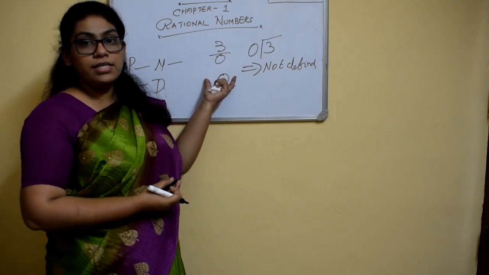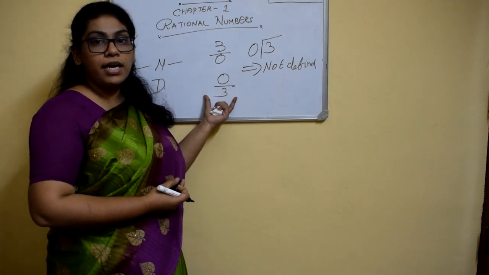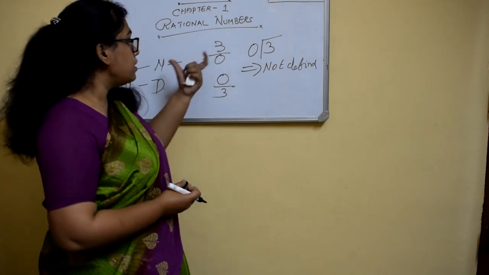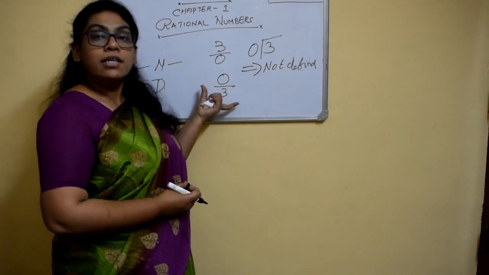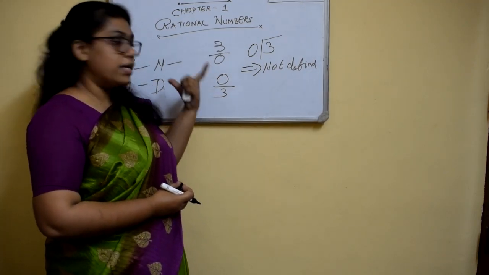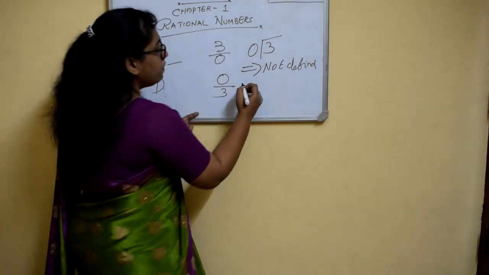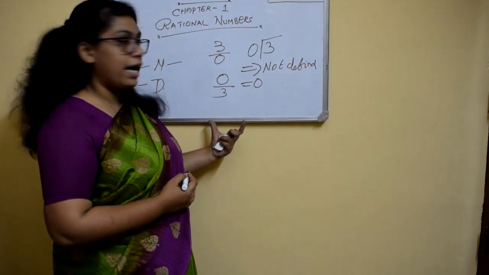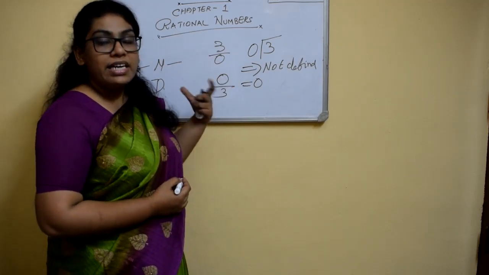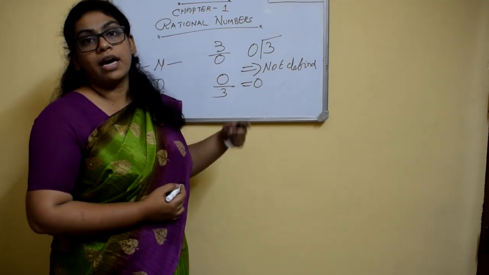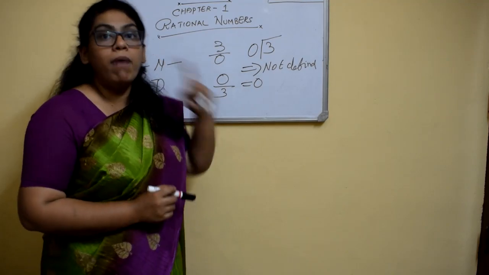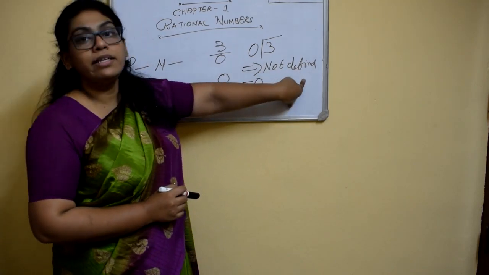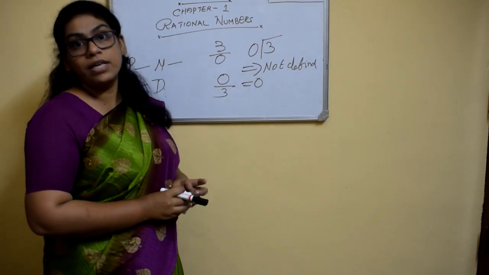And also 0 divided by 3. Here 0 is the dividend and 3 is the divisor. Here it is possible. When 0 is divided by any number, we get the answer 0. That means we can conclude that we can divide 0 by any number, and the answer is always 0. But any number divided by 0 is not defined. These are two different cases.